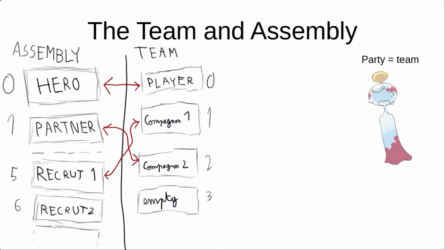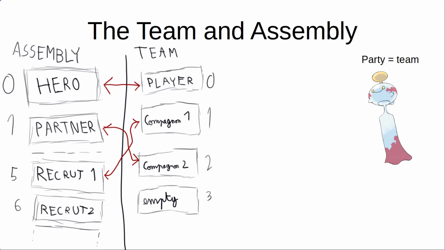The team, sometimes called party, is a group of Pokémon you control in dungeons, excluding guests. They can have up to 4 members and have at least one player character. On the other side, there is the assembly. It contains the recruited Pokémon as well as the hero and the partner. Pokémon in the team reference an entry in the assembly. Both lists start, like most stuff in programming, at 0.